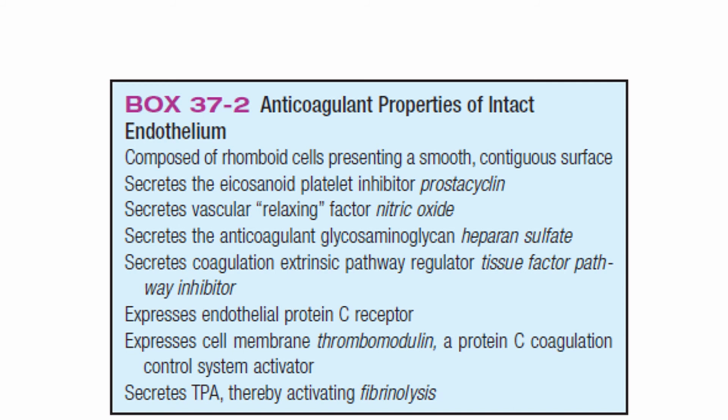There are many secretions here we can mention. Nitric oxide relaxes the blood vessel wall and prevents it from producing the coagulating factors. And then what else? Heparan sulfate. More or less it's like heparin, so it's an anticoagulant. Then tissue factor pathway inhibitor, protein C receptor, thrombomodulin, and tPA or tissue plasminogen activator.